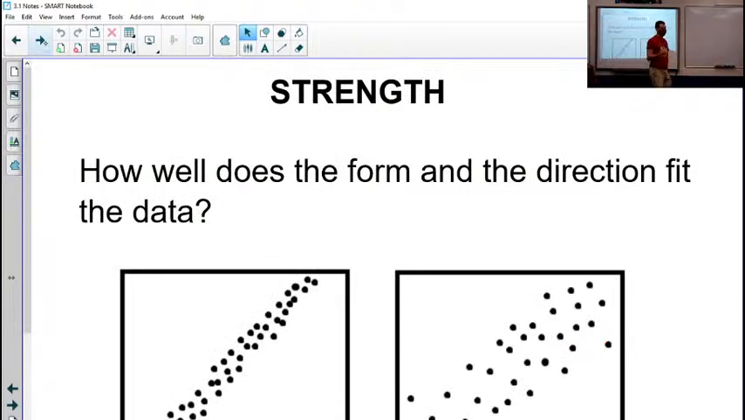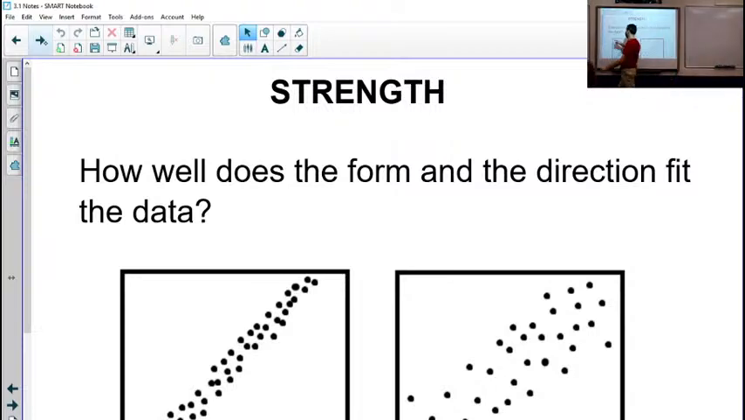And then strength is how well does this line or curve that you're fitting the data with fit? We're eventually going to have a line of best fit that we're going to talk about soon. How well does that fit the data that we're looking at?